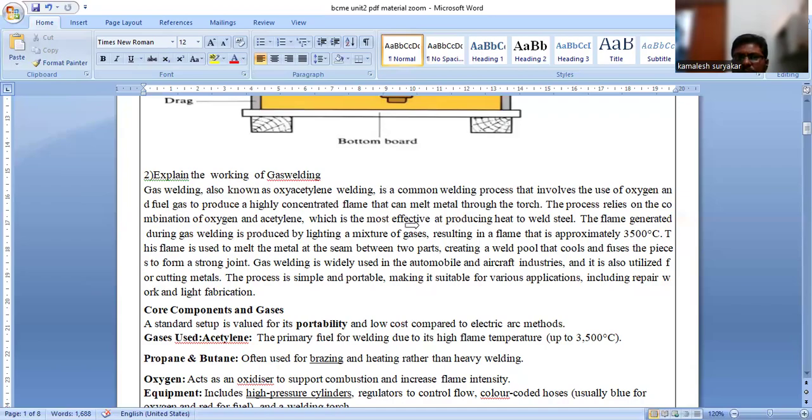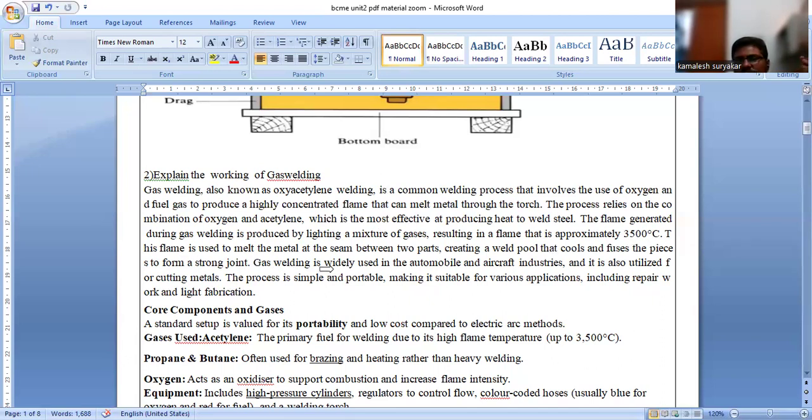So it is the most effective thing used here. You can tell that it is most effective at producing heat to weld steels. So the flame generates welding gas. Also, it is mixing two gases. What are the two gases? Here you can see this is oxygen gas and acetylene gas, which results in a flame of approximately 3,500 degrees temperature. That means you can melt any material which has a melting point of 3,500 degrees temperature.